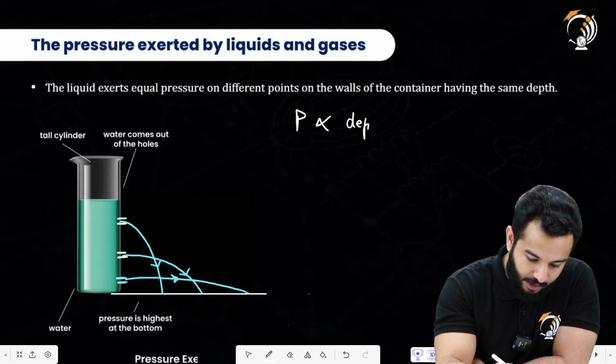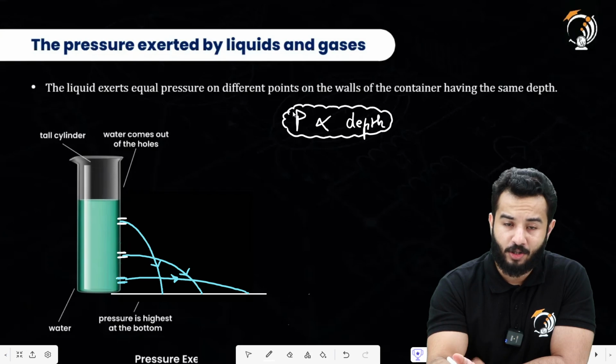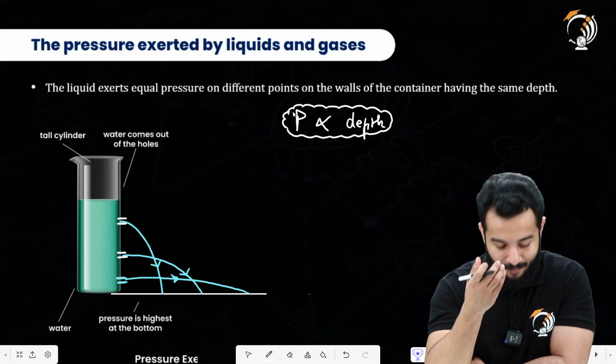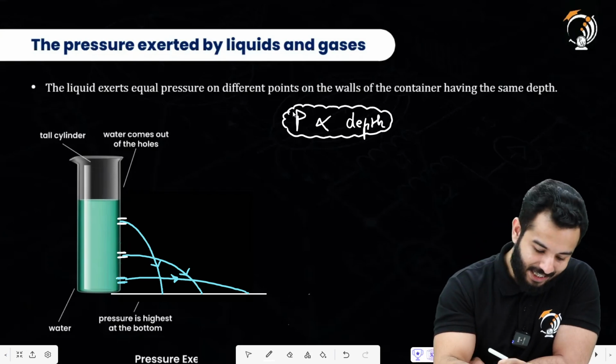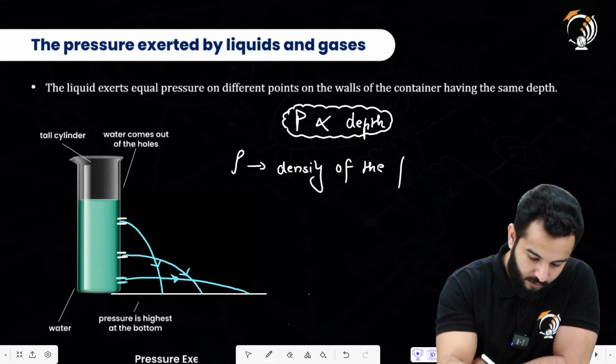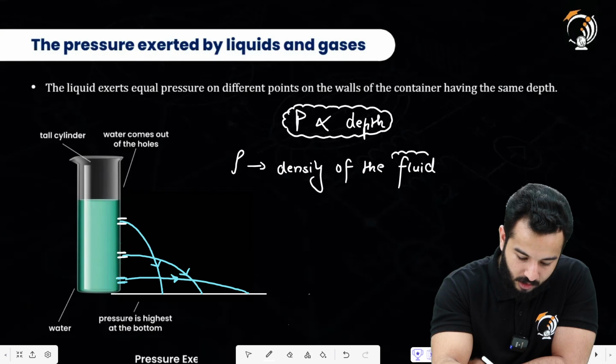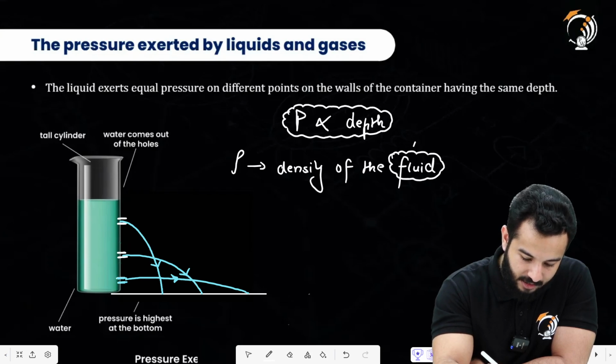So pressure directly depends on the depth. As you go deeper in water or any liquid, pressure is going to increase, right? Other than that, pressure also depends on the acceleration due to gravity and on the density of the fluid. So rho is the density of the fluid, and when we talk about fluid, we mean both liquids and gases.